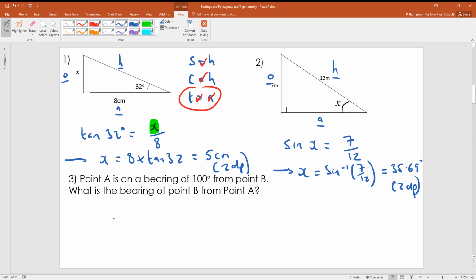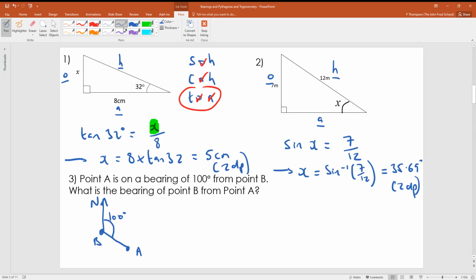And question 3, draw a picture. So point A is on a bearing of 100 degrees from point B. So if I draw point B, remember a bearing is an angle measured clockwise from north, and north is straight up. So A is 100 degrees from north from B. So roughly A would be down here because 100 is more than 90. See, this angle here is 100 degrees, and that is point A.